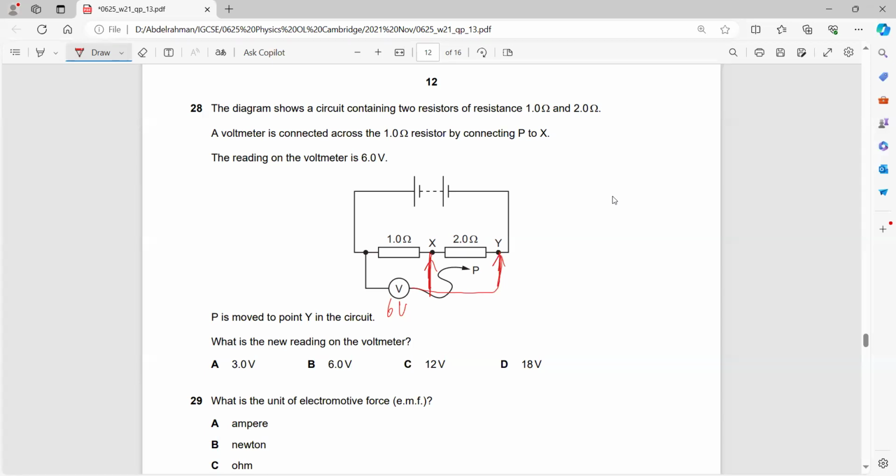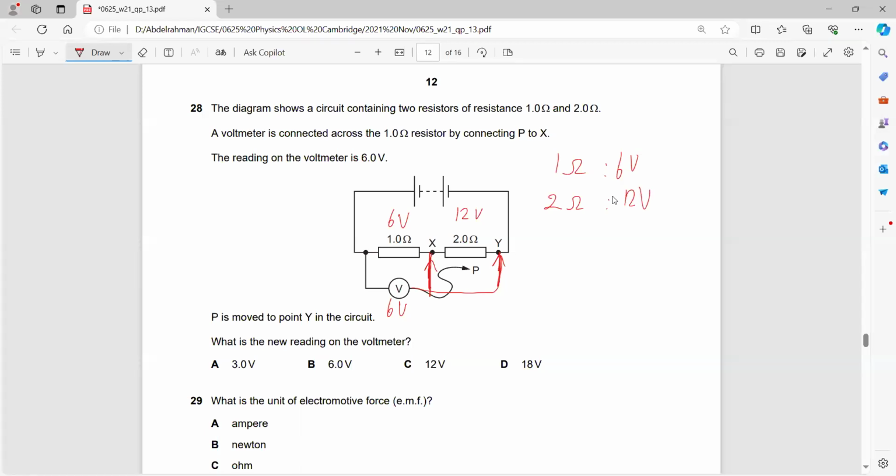Okay, we need to find the total potential difference. Initially, the 1 ohm resistor had a voltage of 6 volts. If you have 1 ohm, the voltage is 6 volts. If you have 2 ohms, then the voltage would be 12 volts. Why is it 12 volts? Because it's directly proportional.